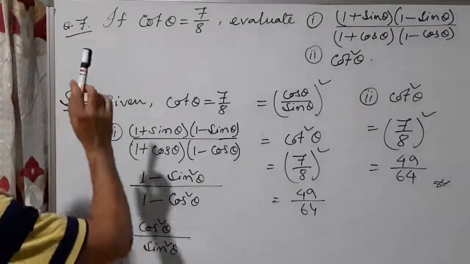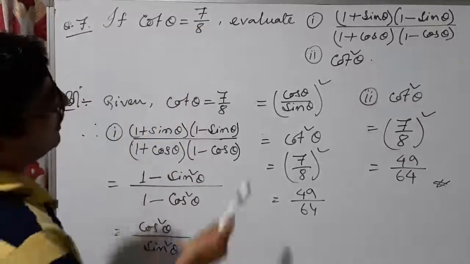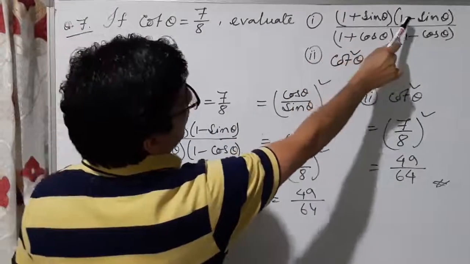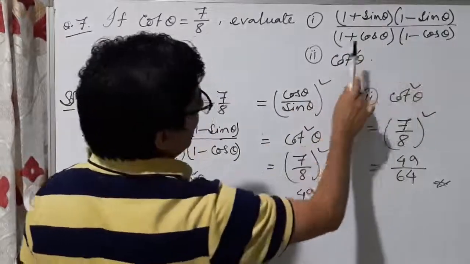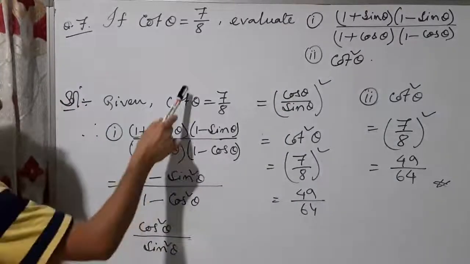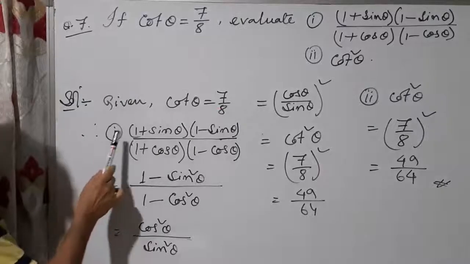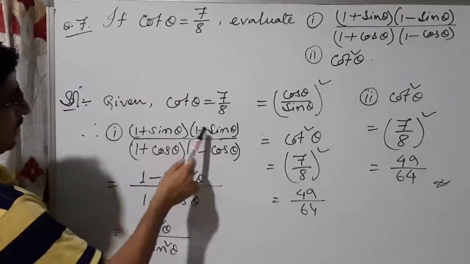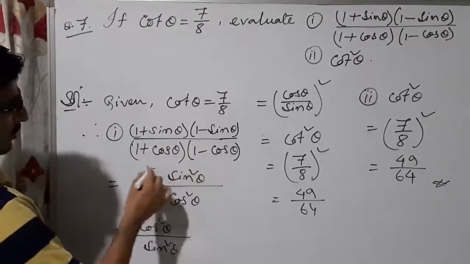The next is question number 7. The question is, if cot theta equals 7 by 8, then evaluate the values of two expressions: 1 plus sin theta into 1 minus sin theta, by 1 plus cos theta into 1 minus cos theta, and another one, cot square theta. Check the solution. Cot theta equals 7 by 8, which is given. In the first question, 1 plus sin theta into 1 minus sin theta is a plus b into a minus b, which means a square minus b square.